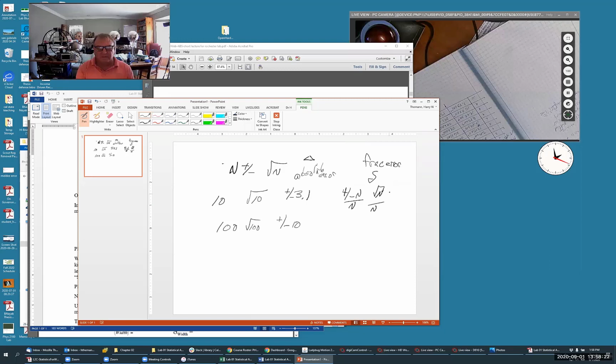And I mean, we can make a graph, but the quickest thing to notice is you have 3.1 over 10 equals 0.31, whereas 10 over 100 is 0.1. So you see how, as you count more and more, your fractional error goes down. So it's always good to count longer if you can.